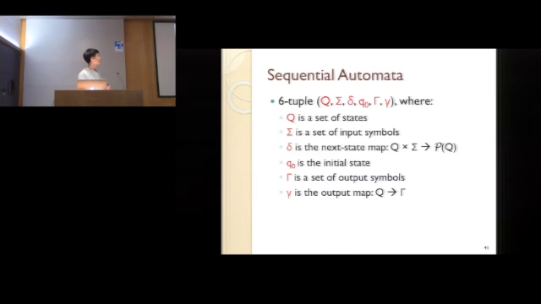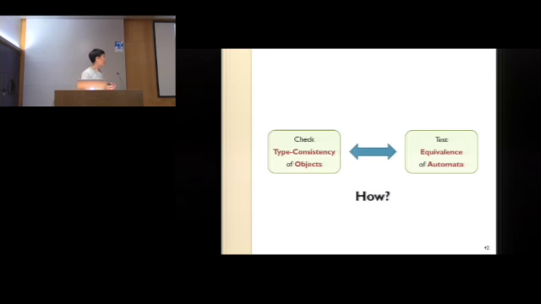And firstly, let's see the definition of sequential automata. We borrow this concept from category theory. A sequential automaton is a 6-tuple, which is more general than the traditional 5-tuple automata used in compiler techniques. The first 4 elements of both automata, namely a set of states, a set of input symbols, the next state map, and the initial state, are totally the same. And the set of final states in the traditional automata is replaced by a set of output symbols and an output map in sequential automata. Now let's see how these two problems are connected.